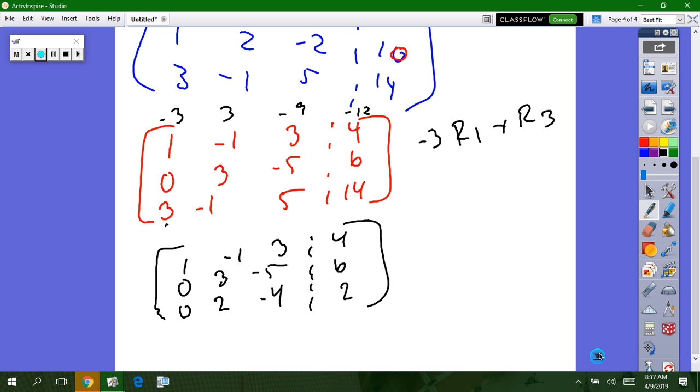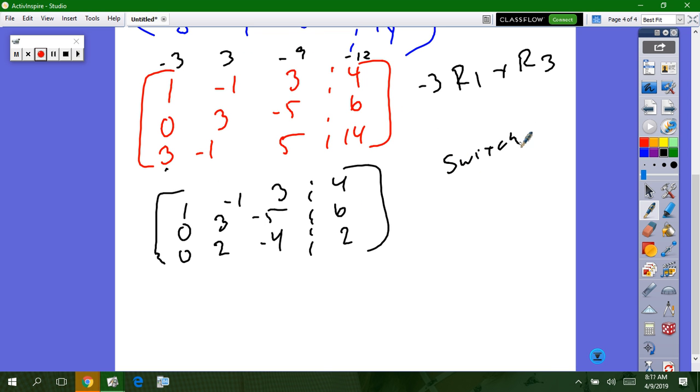Look at this guy. If I divide everything by 2, would that be a nice row? So can we still switch rows at any time? Sure, it doesn't matter. Because what is this saying right now? 3y minus 5z equals 6. And this is 2y minus 4z equals 2. Does it really matter if I switch those rows? So I'm going to switch them right now. I'm going to say switch row 2 and row 3.